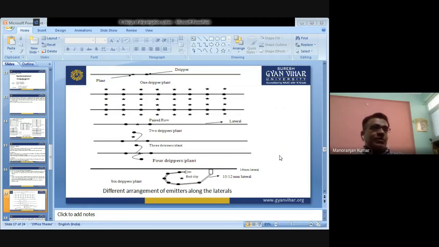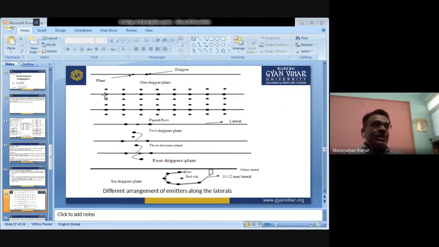Here, the different arrangement of emitters along the lateral is shown. Here you can see this is the lateral, this is the dripper, and this is the plant. Near the plant, one emitter is there. Here you can see this is the paired row. There is one lateral, and this is the other lateral. On that lateral there is an emitter at a specified distance. These are the emitters, and the star is the plant. So this is a paired row.